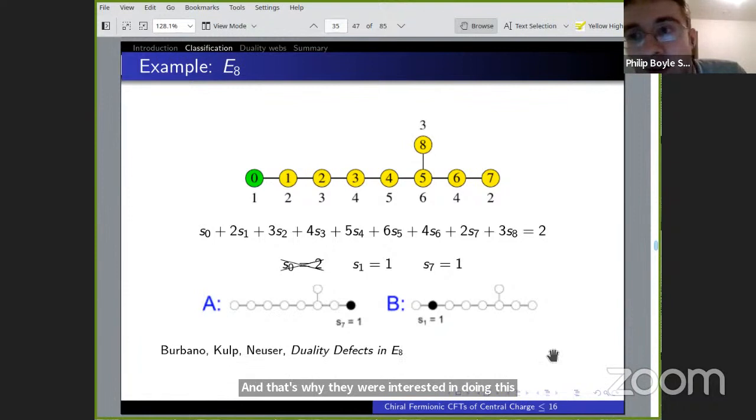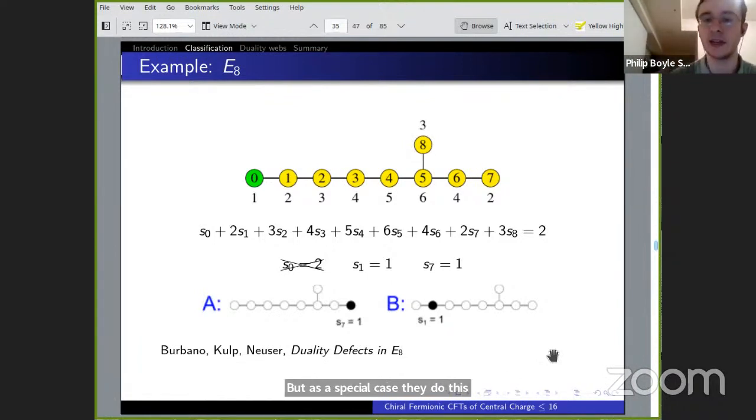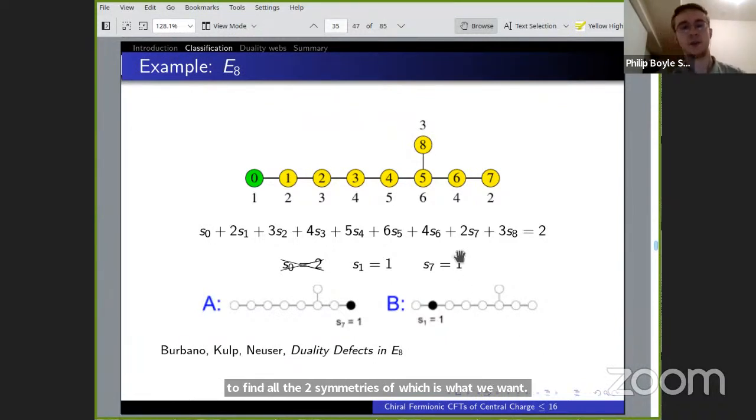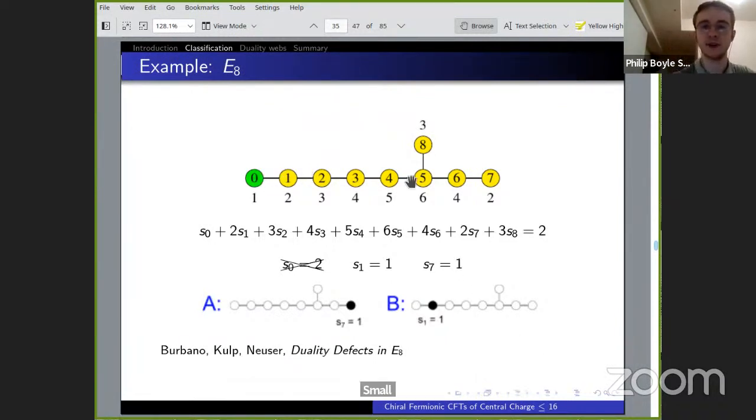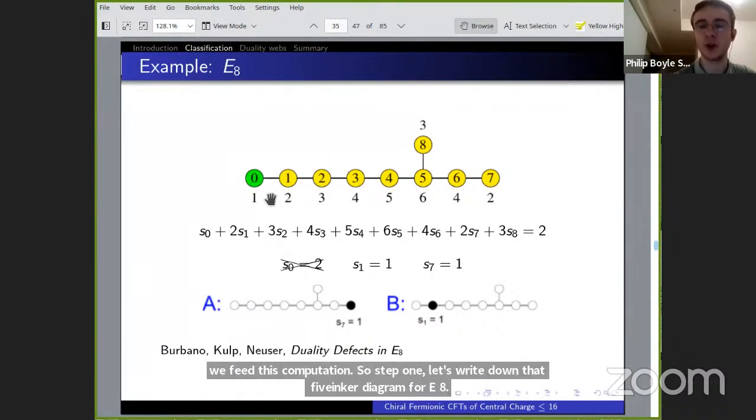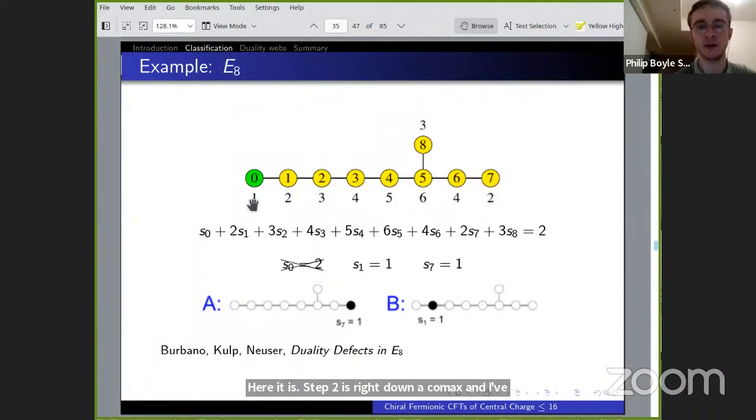But as a special case, they do this computation, which is to find all Z2 symmetries of E8, which is what we want. So I'll review this computation. Step 1 is write down the affine Dynkin diagram for E8. Here it is. Step 2 is write down the comarks, and I've written these down as the numbers outside the nodes. Good. And then the most important step is step 3, solve the following equation for the s_i.